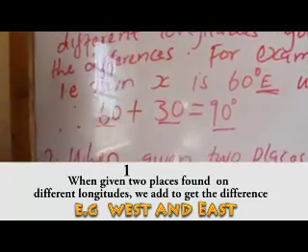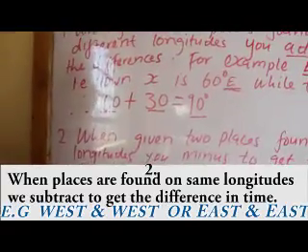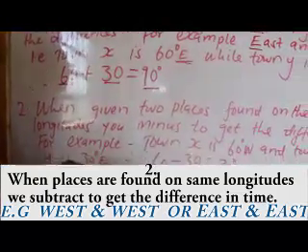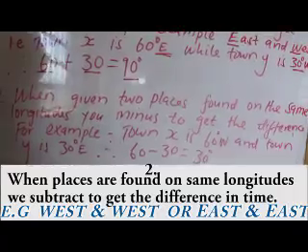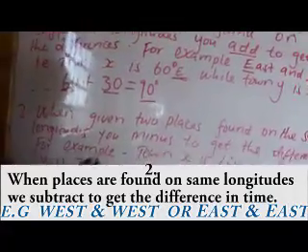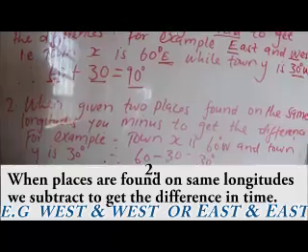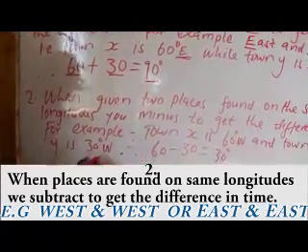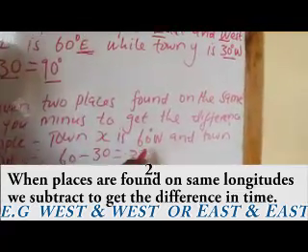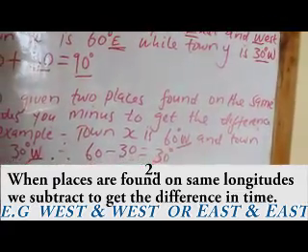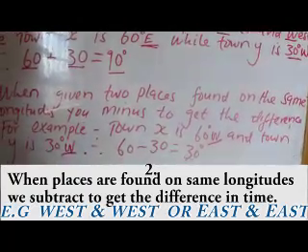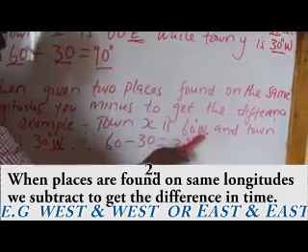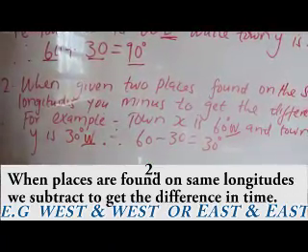But supposing you are given two places found on the same longitude, for example, east and east, or west and west like that. So if you are given two places found on the same longitudes, that is east and east, or like in our example here, west and west, you minus to get the difference.